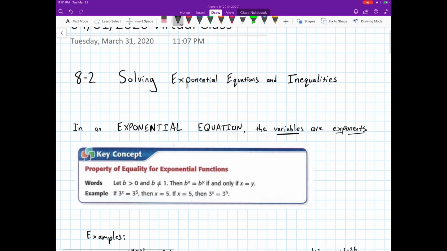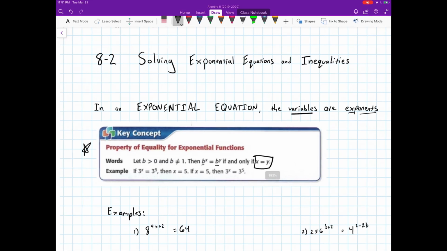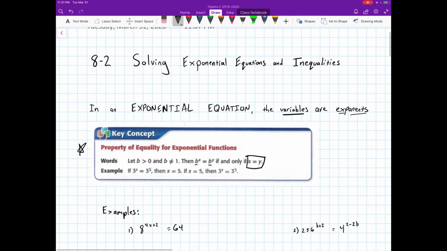The property we're going to use is right here. That's just the idea that if b to something is equal to b to something else, if the bases match, then all you do is you set the exponents equal to each other, right? So let's take a look at some examples of how to do this.